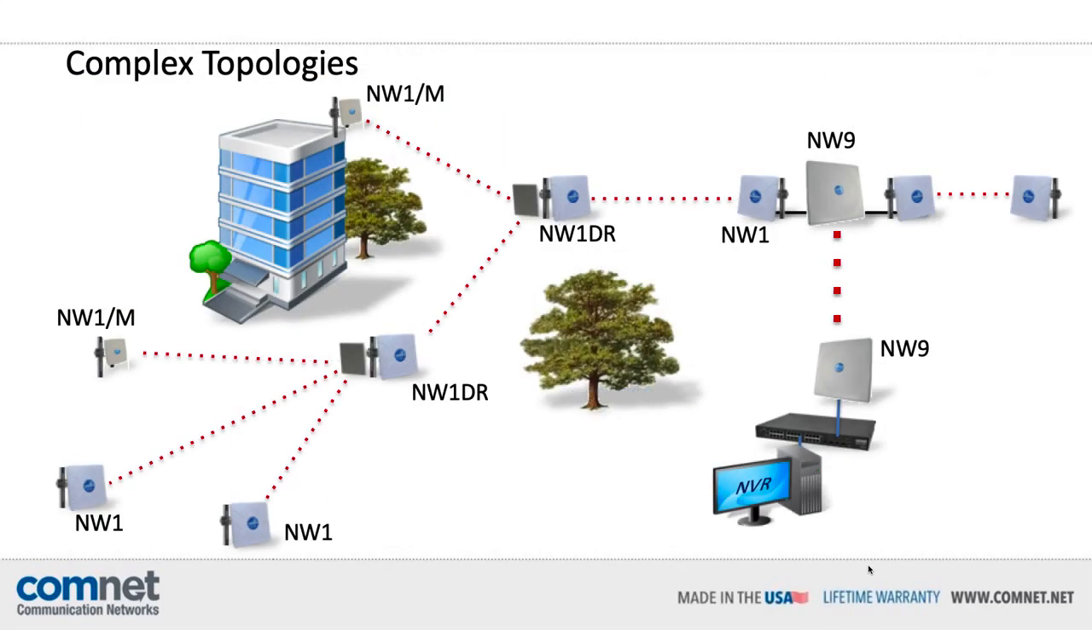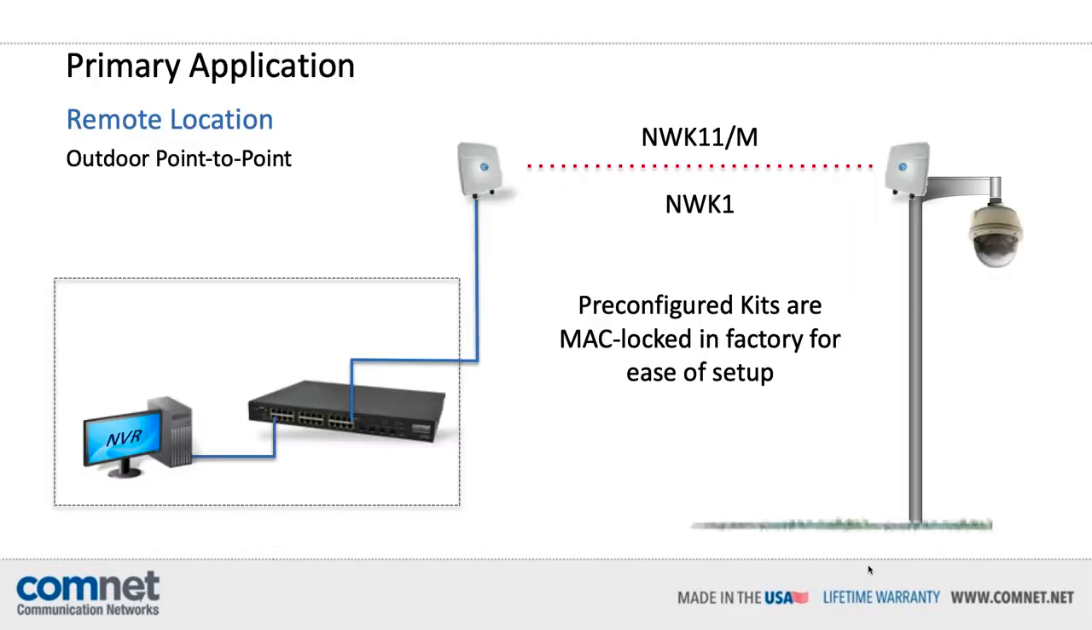The NetWave product line is capable of some very complex topologies combining any of the different devices. But by far the most common product and application is the simple point-to-point solution. The NetWave NWK11/M and NWK1 kits include everything you need to set up a wireless link. The kits are pre-configured in the factory and MAC-locked so that installation on the bench or in the field is simple, quick, and reliable. These pre-configured kits have allowed installers with no previous experience using radio frequency products to successfully implement a wireless Ethernet media converter solution. If there's a K in the NetWave model number, it's a simple-to-use kit.